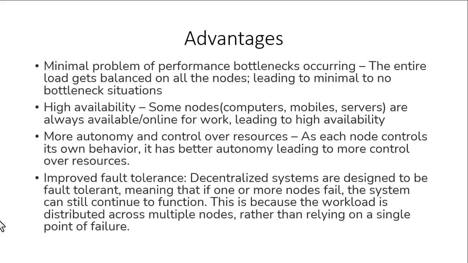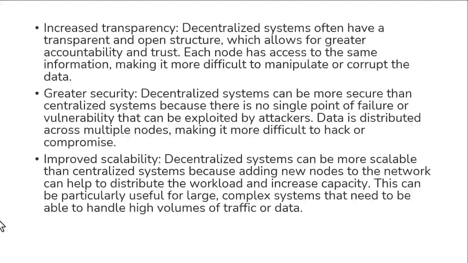More autonomy and control over the sources. As each node controls its own behavior, it has better autonomy, leading to more control over the sources. Improved fault tolerance: decentralized systems are designed to be fault tolerant, meaning that if one or more nodes fail, the system can still continue to function. This is because the workload is distributed across multiple nodes rather than relying on a single point of failure.